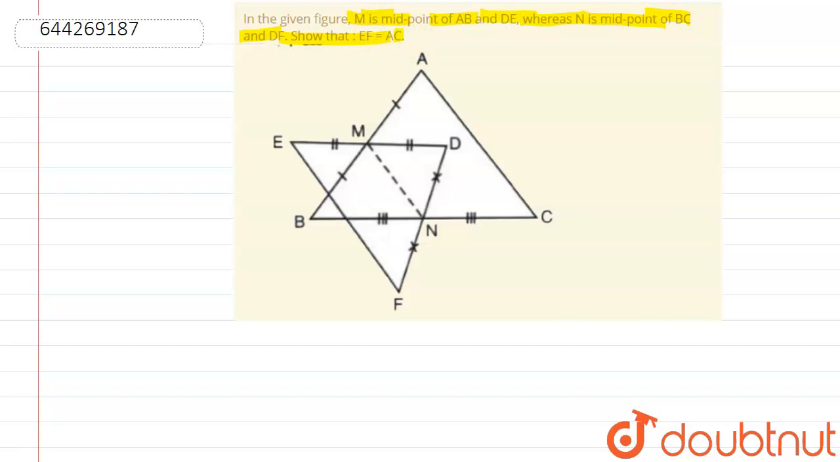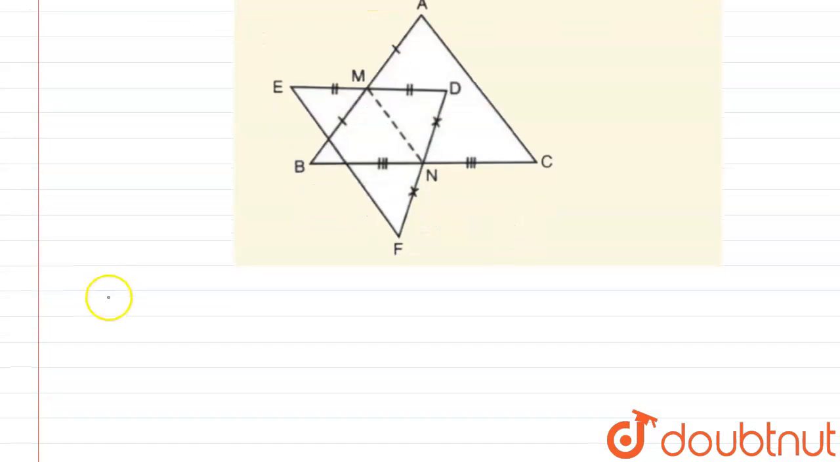So now here in triangle ABC, M is the midpoint of AB and N is the midpoint of BC, and in triangle EDF, M is the midpoint of DE and N is the midpoint of DF. So now we have to prove EF is equal to AC. Let us start the solution.